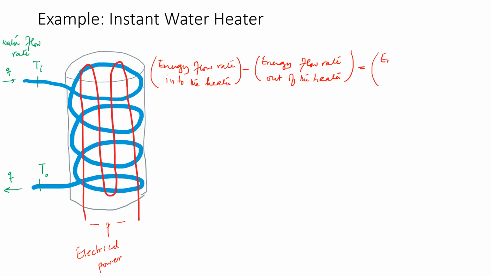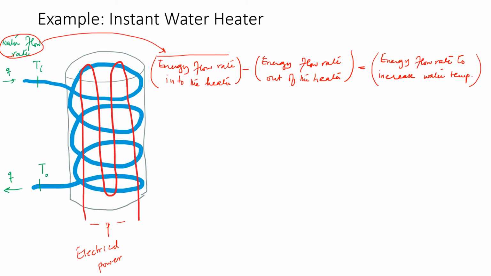So that would be energy flow rate to increase water temperature. Now, with this realization that you have got the energy flow rate required for this energy balance equation, I would say that you need to get back to the drawing board to identify how the volumetric flow rate of water can be related with the energy flow rate into the heater. So I would ask you to consider how this water flow rate, which is a volumetric flow rate, can be related with energy flow rate, and that's the question mark.